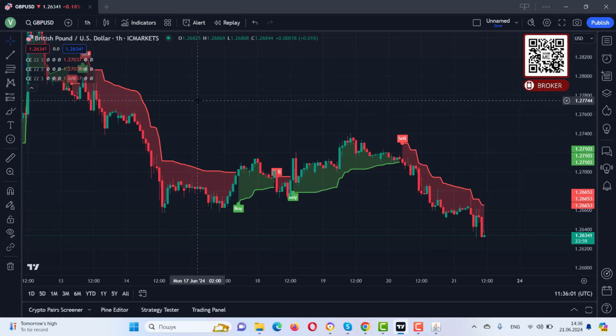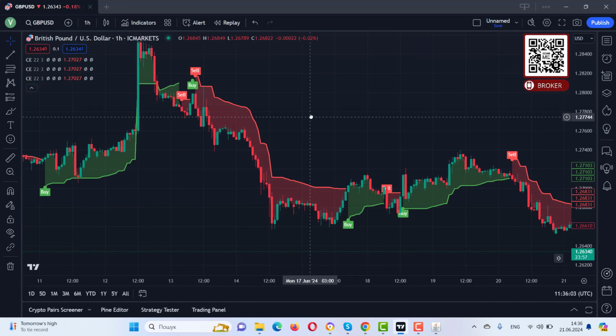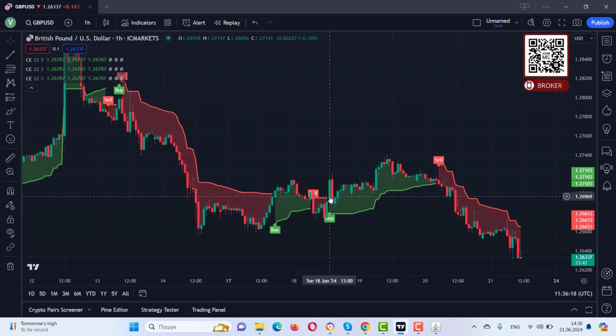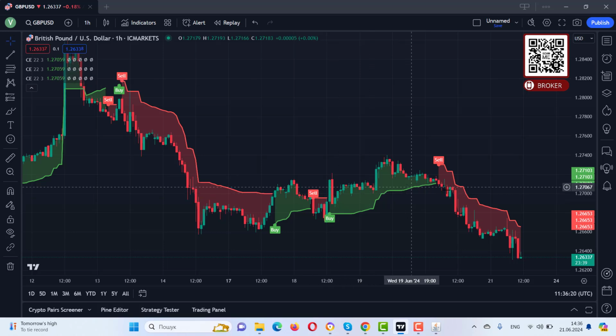Let's go to our chart. This is where we receive a buy signal. It's rather straightforward, nothing complex about it. We have a buy signal and a green candle has formed. In this case, we need to buy.